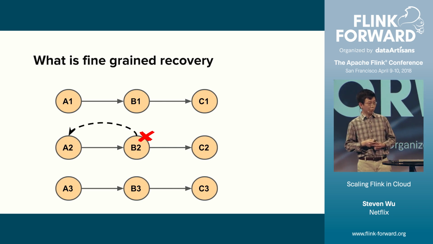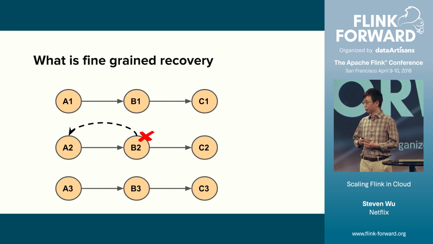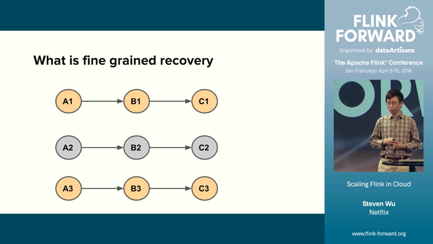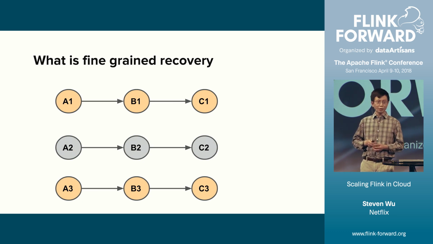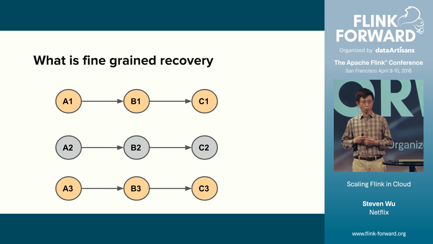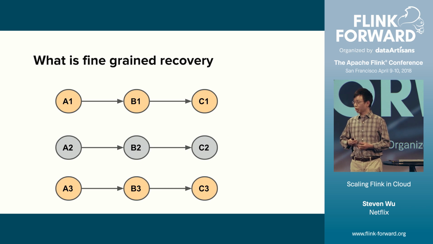With fine-grained recovery, Flink will first try to find the upstream operators, which is A2. Then it will find all the downstream operators, which is A2, B2, and C2. This is the portion of the graph that Flink needs to restart for fine-grained recovery. Other parts of the job graph continue to run and process data.